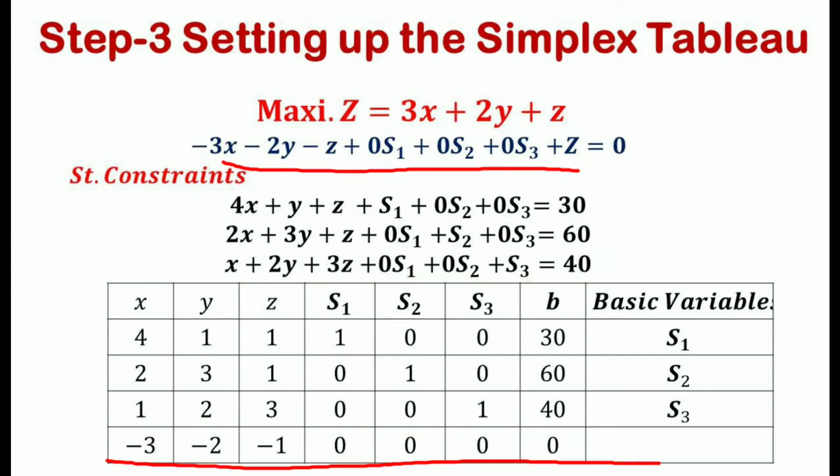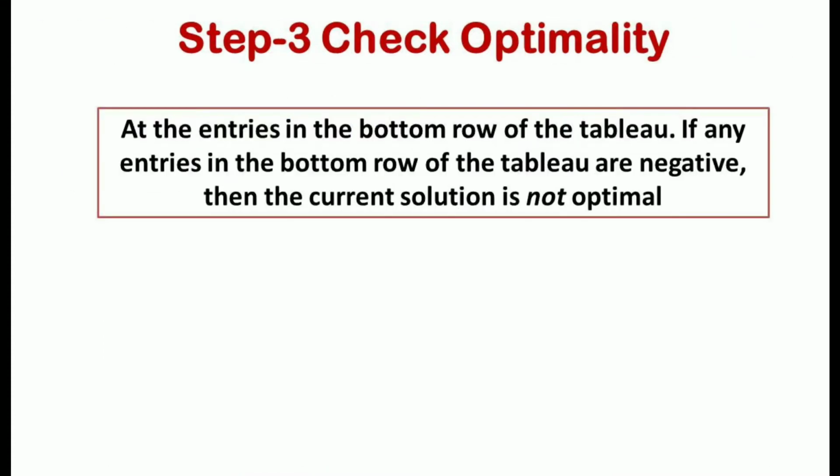And the last row, which represents the objective function or objective row, here the coefficient of x is equal to minus 3, coefficient of y is equal to minus 2, coefficient of z is equal to minus 1. Then coefficients of s1, s2 and s3 are 0 and the z is equal to 0.